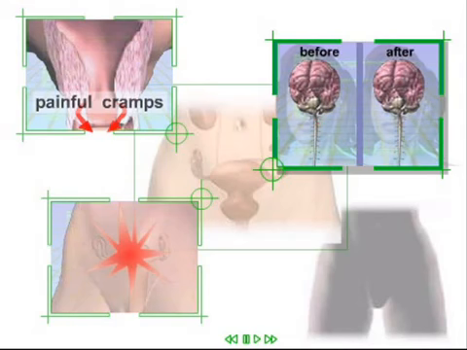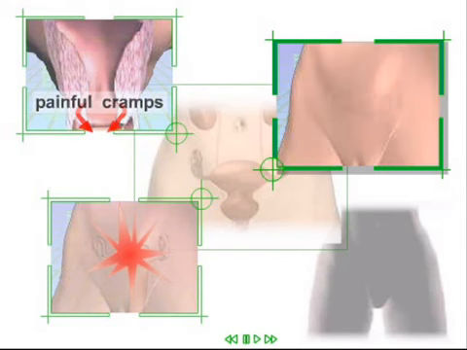Even though the muscles continue contracting and relaxing, the number of impulses being transmitted to the brain is lessened, and this will result in a feeling of reduced pain.